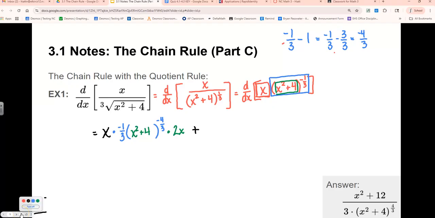Then we need to do the blue box, which is x squared plus 4 to the negative 1/3 times the derivative of the red box. And what's the derivative of that? Just 1. I'm going to write it. You don't have to, but I want to write it down so we don't forget that you have to do that. It's not always 1.